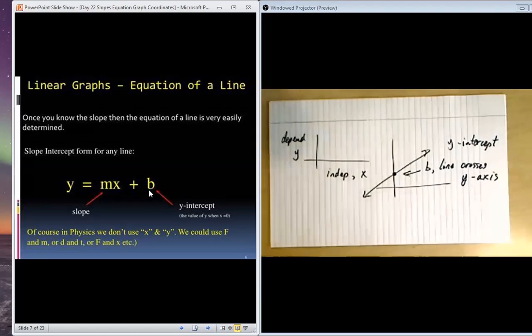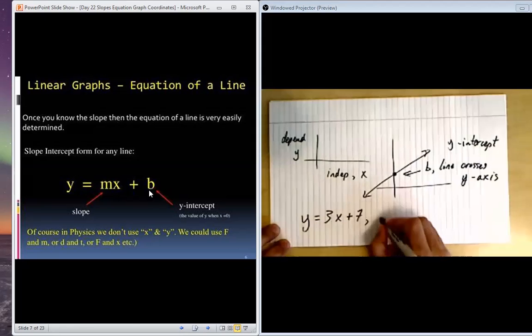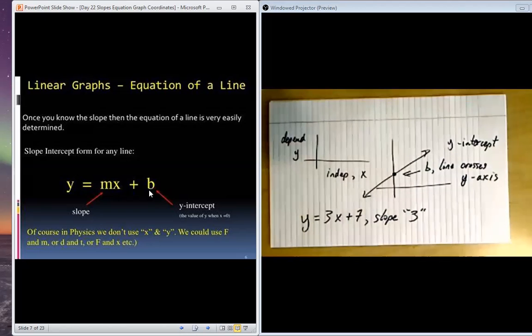But importantly for us to get started, the slope is the number right in front of x. There's no calculating to do. Y is equal to 3x plus 7. What's the slope? 3. That's how steep the line is. Just reading it off there.